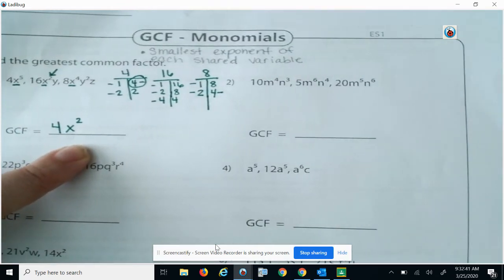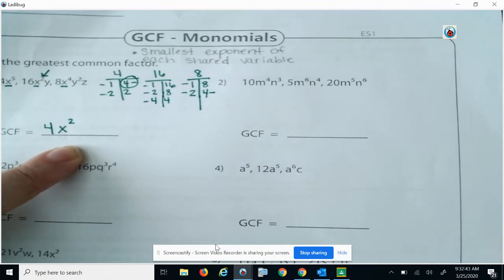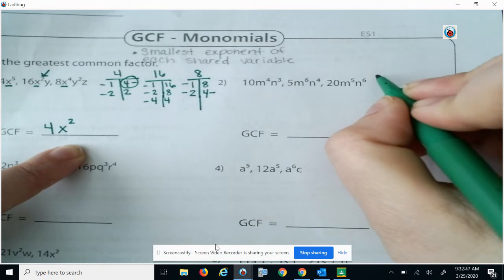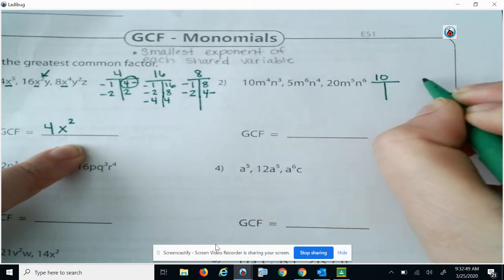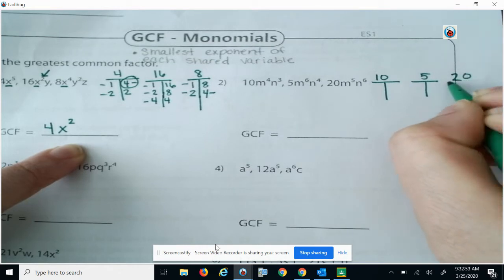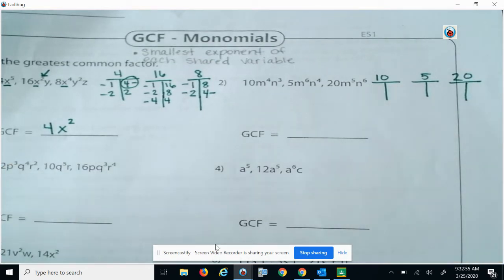All right, next example, number 2. We have 10, 5, and 20. Now again, some of you are going to see what these are immediately, and you can skip this T-chart part. But for those of you that need help, this is the way to get help. And remember, there's the calculator option as well.